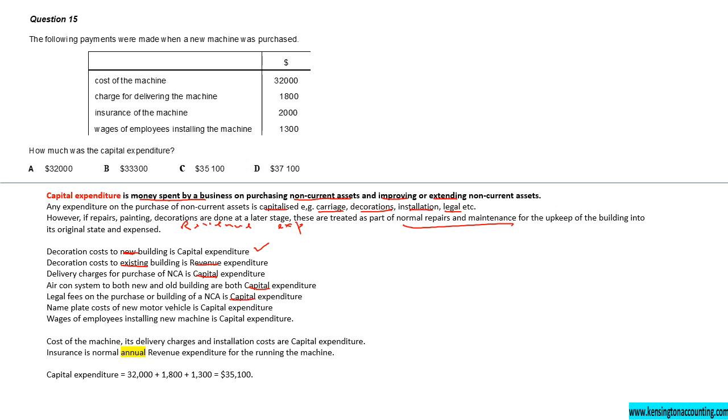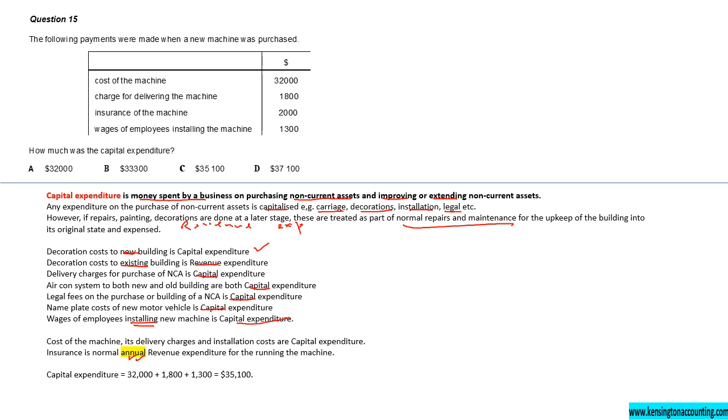Nameplate cost for a new motor vehicle is part of the motor vehicle when bought, so it is part of the capital expenditure. Wages of employees installing, so the word installing is very important, it's part of the installation cost and it is a capital expenditure. Therefore cost of the machine, delivery charges and installation cost are all capitalized as capital expenditure. However, insurance, the normal annual expense, is considered a revenue expenditure, and it is an expense, and it is not considered a capital expenditure.